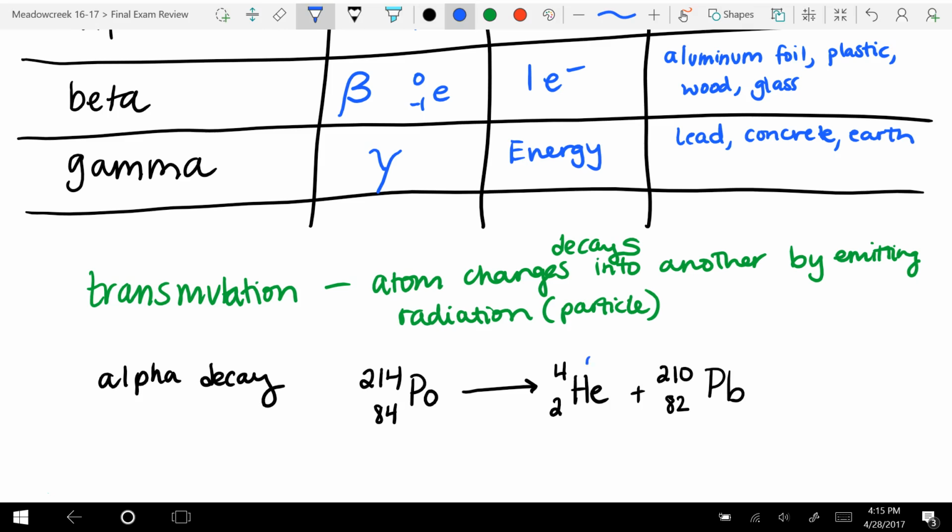Okay, so this is our alpha particle, which I'm having trouble spelling today. So that looks like terrible handwriting, but that says alpha particle.